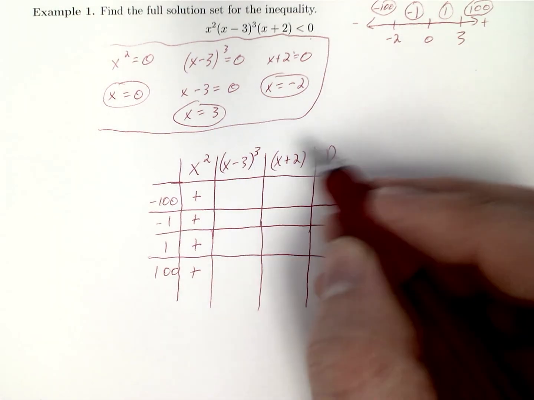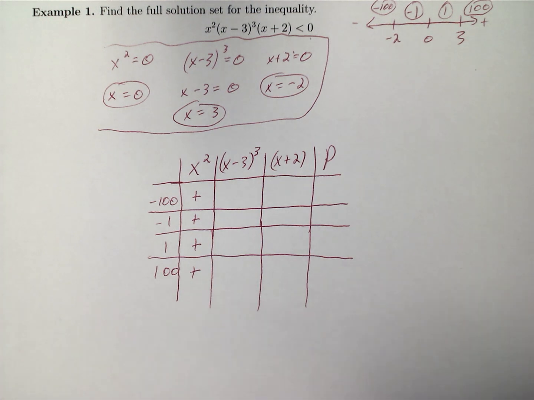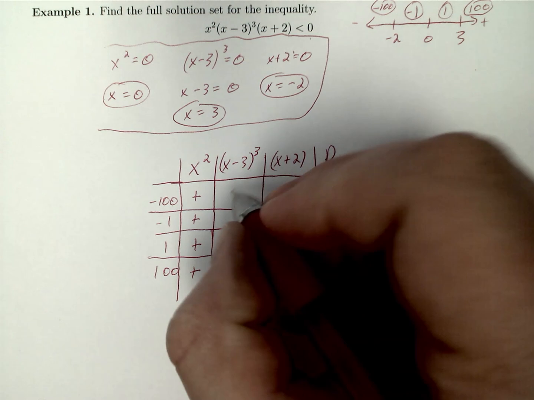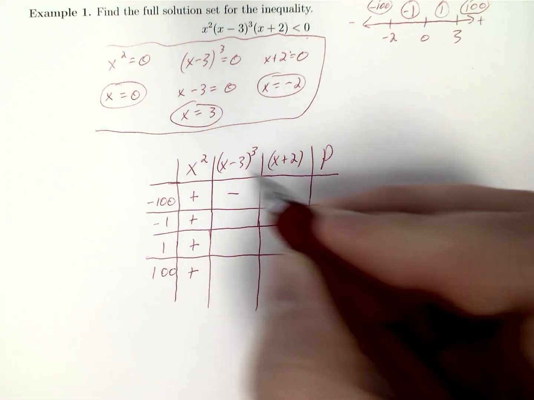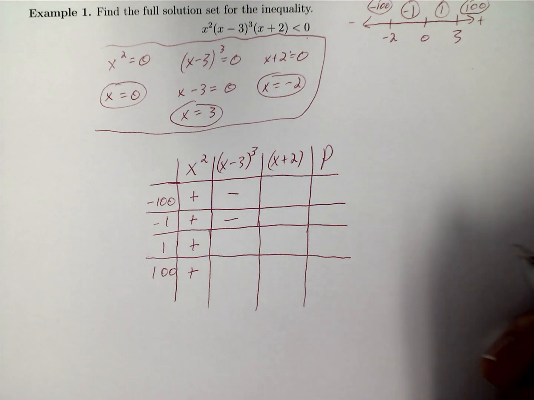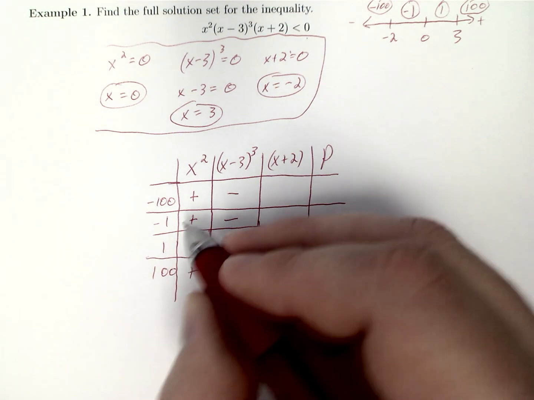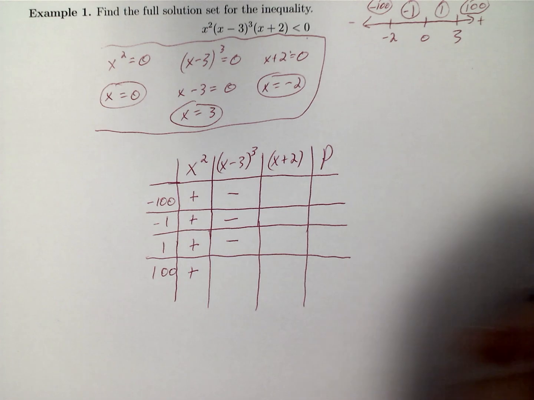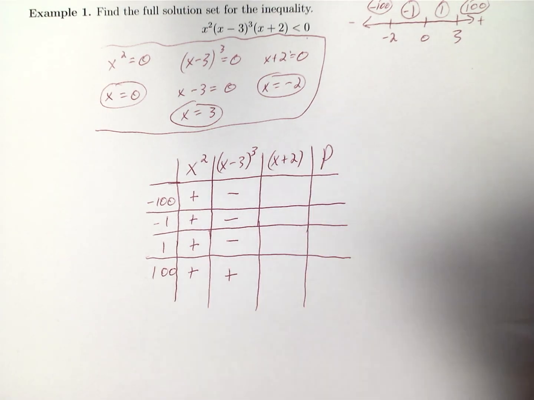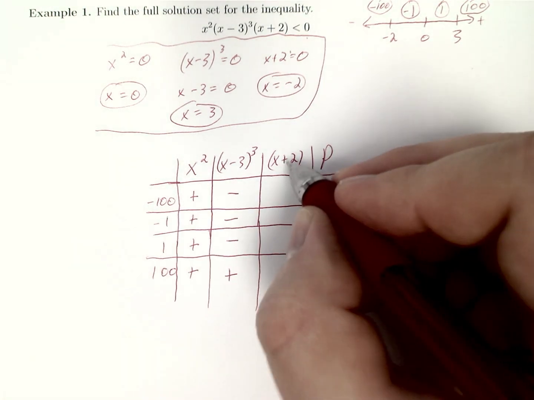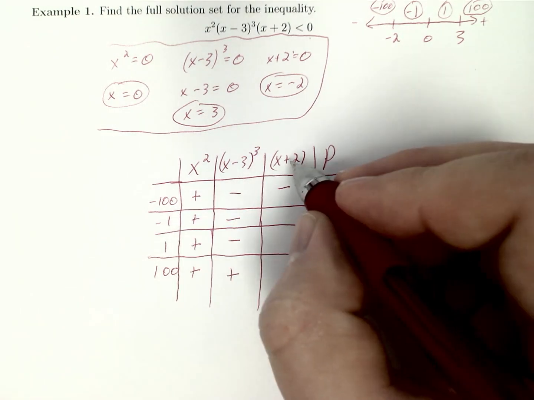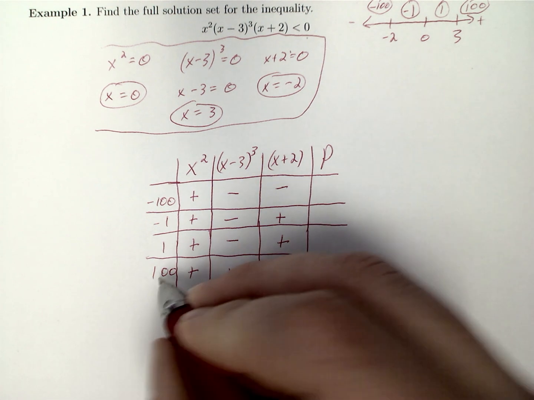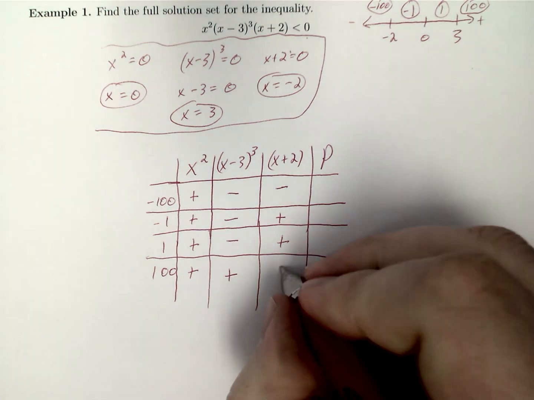And again, odd powers keep their same sign. So -100 minus 3 is clearly negative. -1 minus 3 is clearly negative, which is -4. 1 minus 3 is -2, which is negative. 100 minus 3 is positive. Then for x plus 2: -100 plus 2, negative. -1 plus 2 is positive. 1 plus 2 is positive. 100 plus 2 is positive.